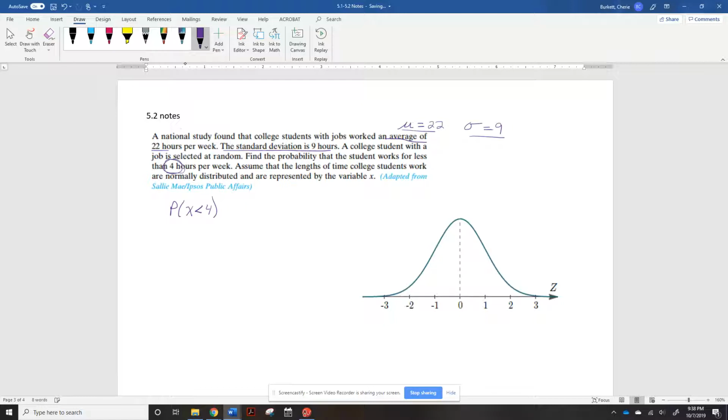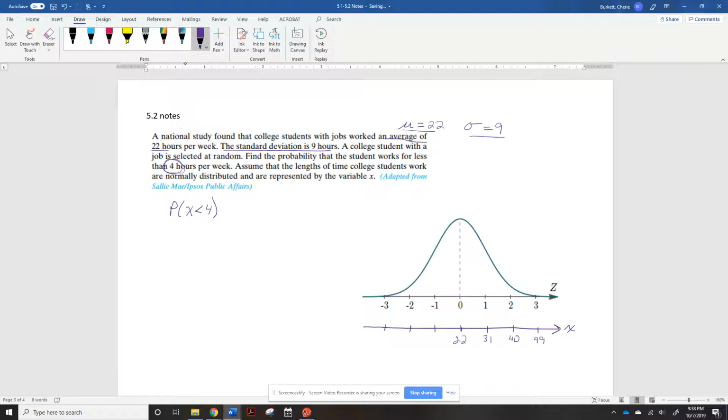The problem is I don't know where 4 is, because this is a Z number line, not an X number line. So if I take this number line right here, X, I know that this 0 right here is going to be 22 on the X number line, and the standard deviation is going to be 9. So one standard deviation away from 22 is 22 plus 9. So 22 plus 9, that's 31. 31 plus 9, that's 40. And 40 plus 9 is 49. You following me? I'm doing my standard deviations to get my X scores that correspond with my Z scores.